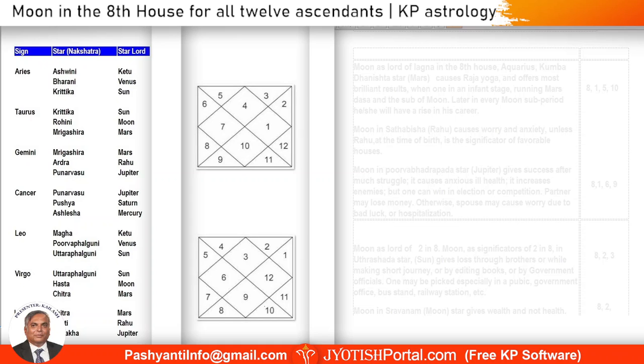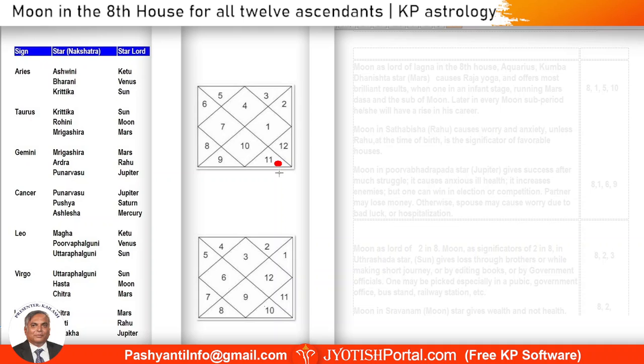We'll start by taking the first horoscope, for Cancer. What we are going to do is identify two things in each of these horoscopes that we take one after another. We are going to identify the 8th house, because our moon is always going to be in the 8th house. The ascendant will keep changing, but the moon's position will be in the 8th house.